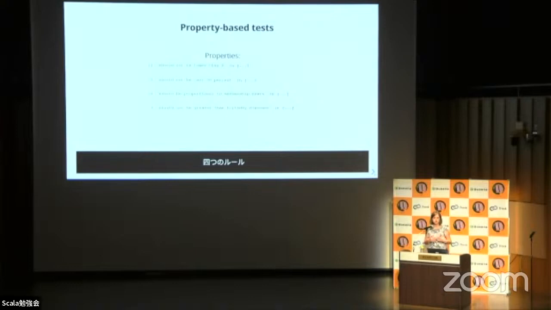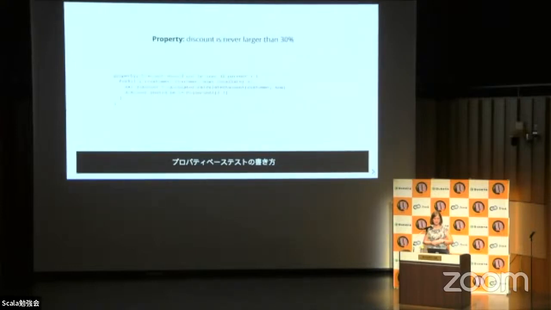Now, how would we write such a property? How would a property-based test look? This is the test written for the property that the discount is not larger than 30%. If you look at the body of the test, it looks pretty normal. We invoke our method, and we verify with an assertion that it's correct. So in our case, less than 0.3. But all the magic happens here in this forAll.